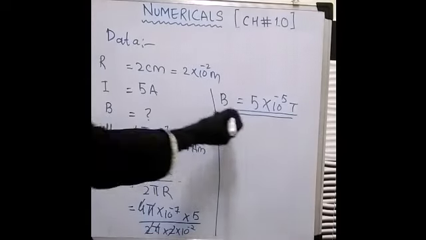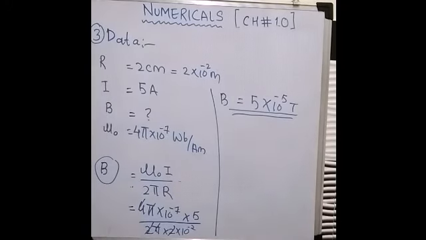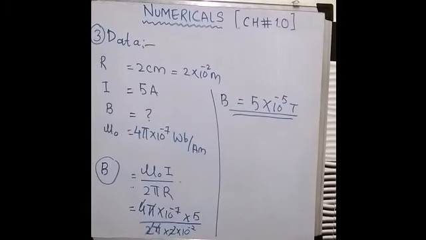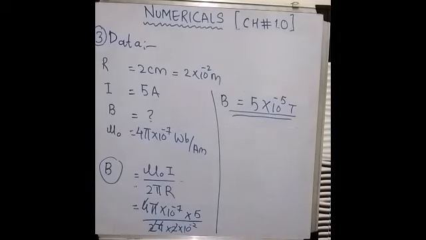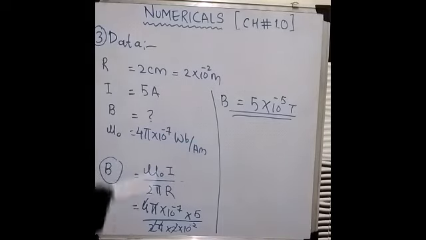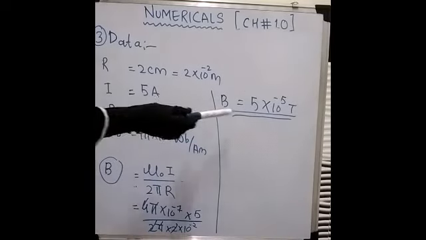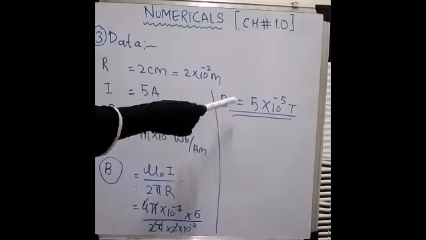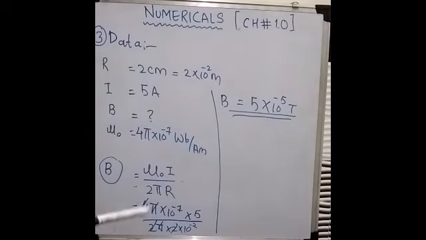So this will be your answer for question number 3, and this is numerical number 2 of your textbook. Now make a correction over here. In your textbook on page number 249, the answer for the same question is given as 2.5 into 10 raised to minus 5 Tesla, which is a wrong answer. The correct answer is B is equal to 5 into 10 raised to minus 5 Tesla. So this is the correct answer, and the answer given in your textbook is wrong. So please make a correction over there on page number 249, question number 3.